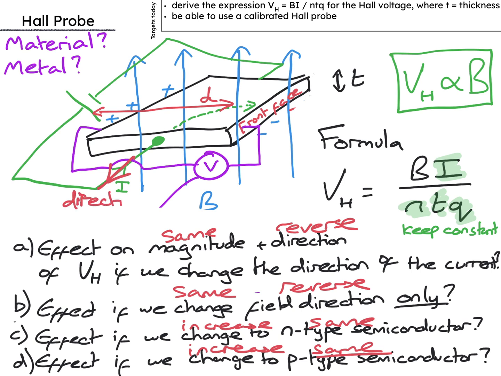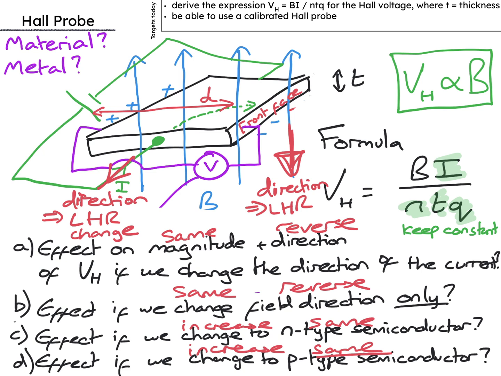The first two are simple enough. Reversing the current reverses the direction of the electrons, so the direction of the force reverses. The left-hand rule works for this. Likewise, reversing the field changes how the left hand is orientated, so the force reverses. In both of these, the magnitudes of B, I, n, t and q are all the same, so the magnitude of the Hall voltage is unchanged.